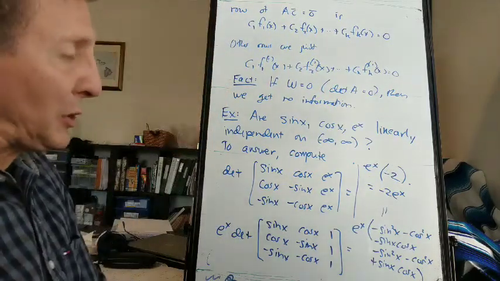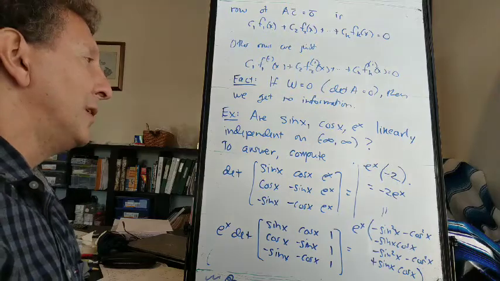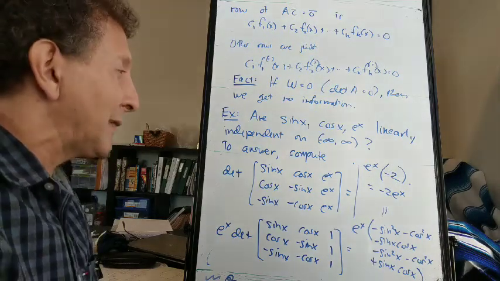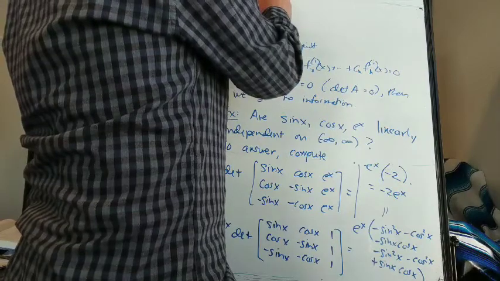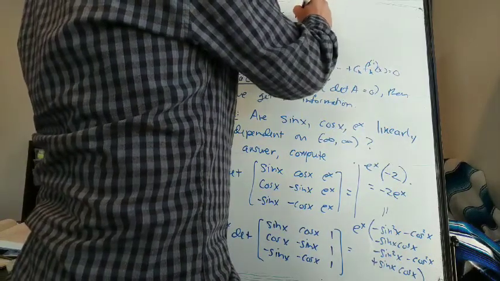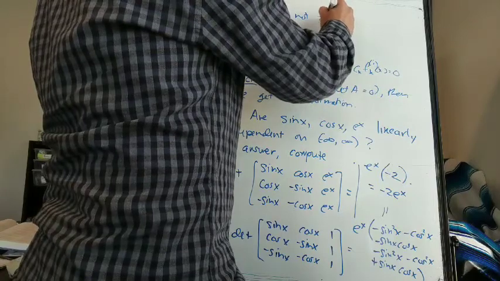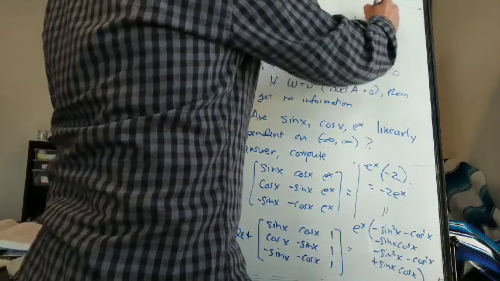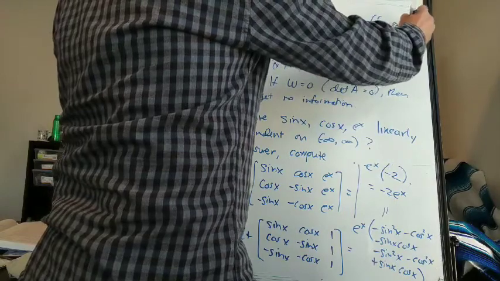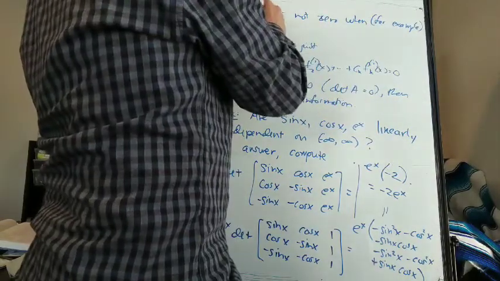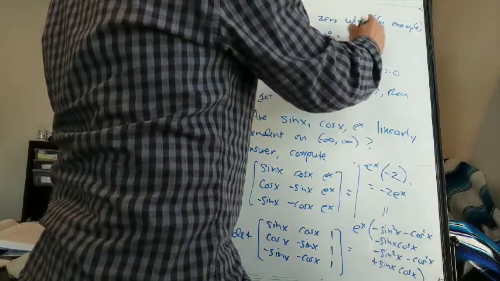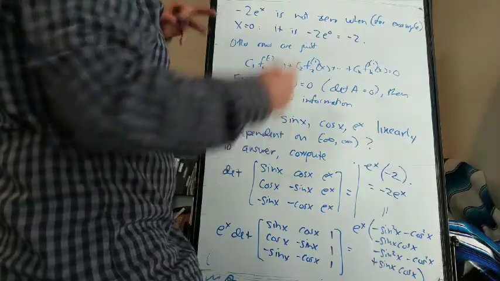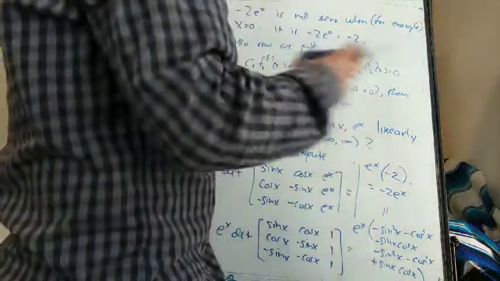And now we have to think of a value of x that makes that non-zero. Well, e to the x is never 0, so we can plug in anything we want. Negative 2 e to the x is not 0 when, for example, x equals 0. It is negative 2 e to the 0, which is negative 2. I could have plugged in x equals 1, x equals negative 1, anything really, because negative 2 e to the x is never 0.